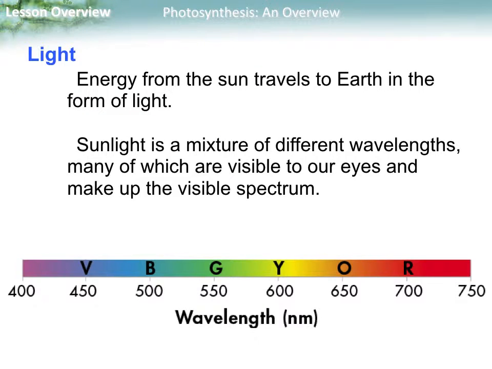Light, this is the energy from the sun that travels to the earth in the form of light. Okay, kind of self-explanatory. Sunlight is a mixture of different wavelengths, many of which are visible to our eyes and make up the visible spectrum. So you're all familiar with this rainbow that we have here. So the different wavelengths going from violet all the way to reds.